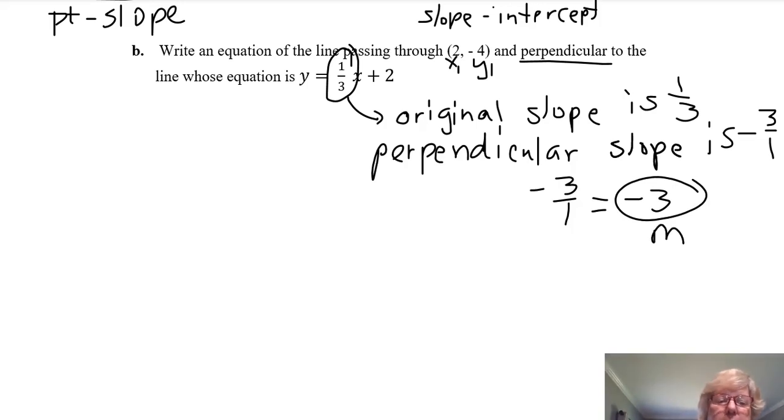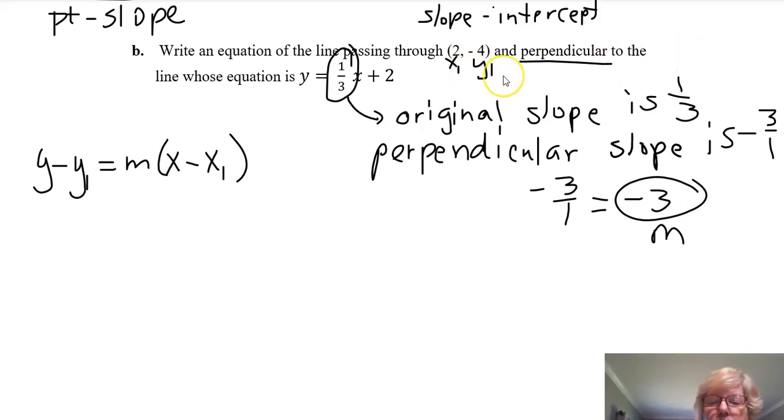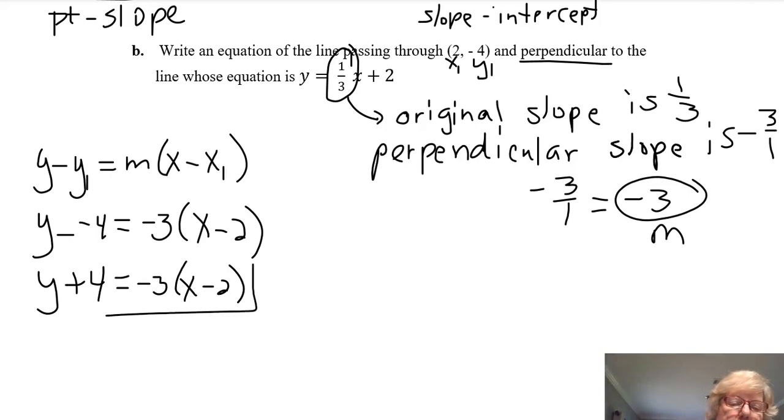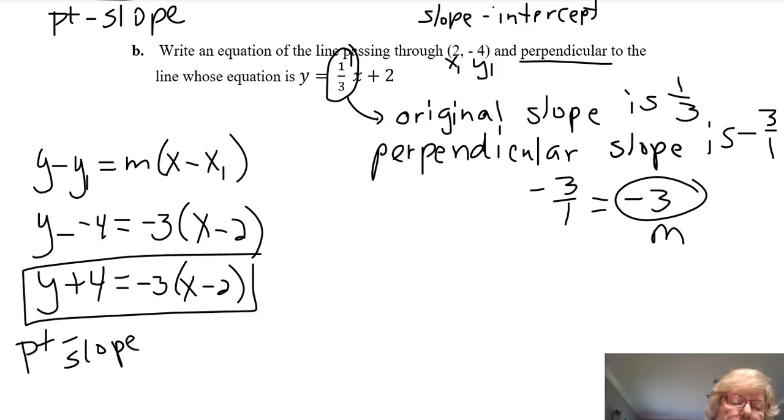Again, if I do my point slope, y minus y1 equals m times x minus x1. I substitute in my x1 and y1 and my slope. So I have y minus negative 4. I have a negative 3, x minus 2. I take care of my double negatives to get y plus 4 equals negative 3 times x minus 2. This would be my answer in point slope version.